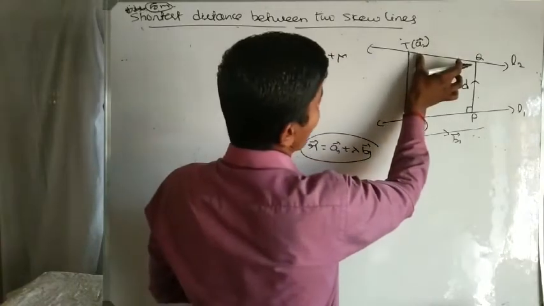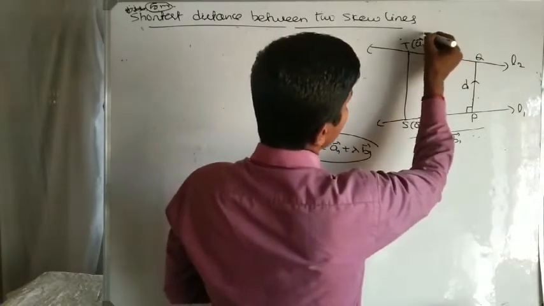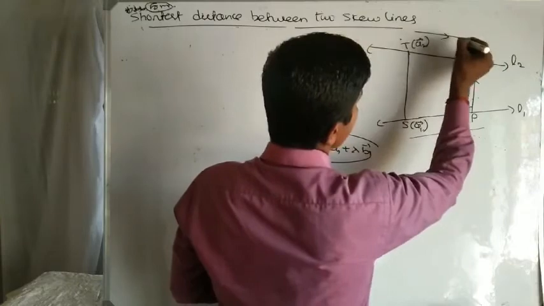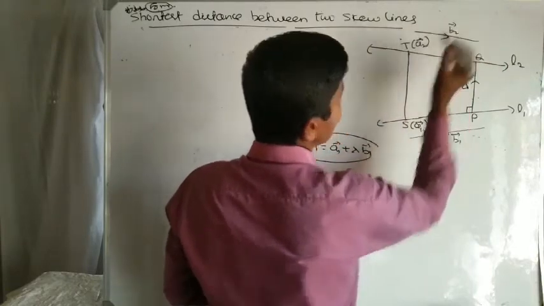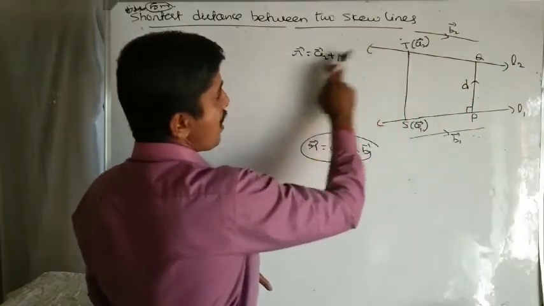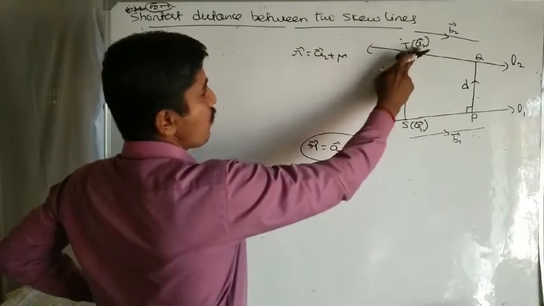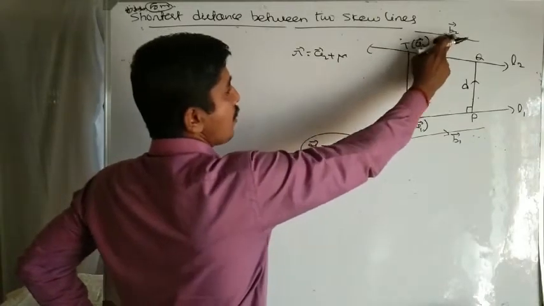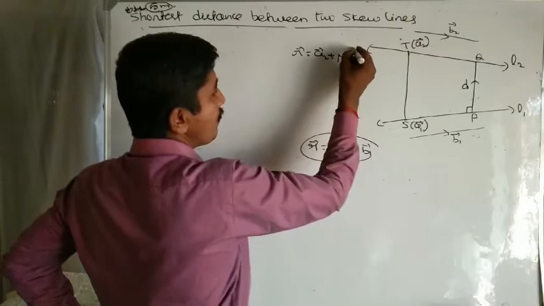Here I draw a line parallel to this second line, parallel to vector B2. This line passes through the point T, whose position vector is A2, and is parallel to vector B2.